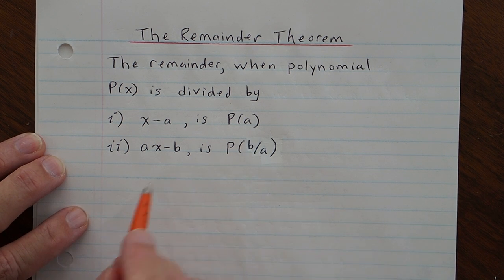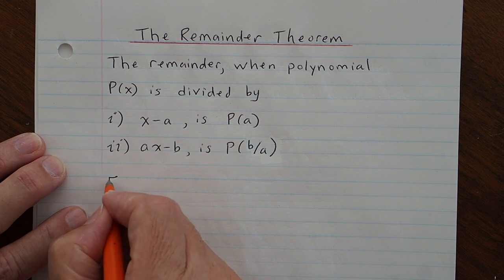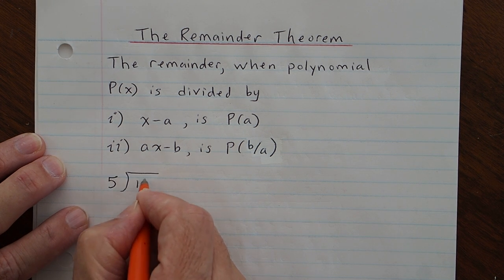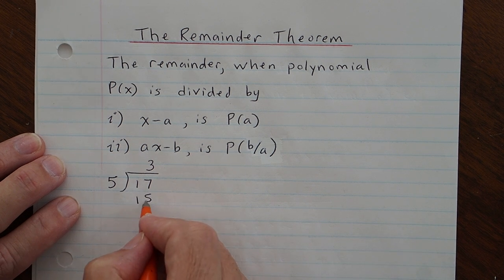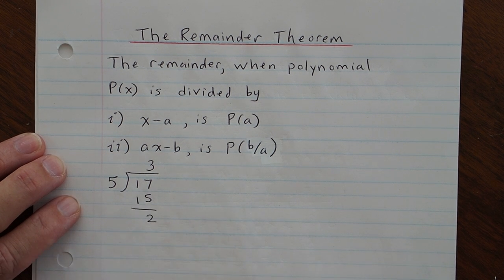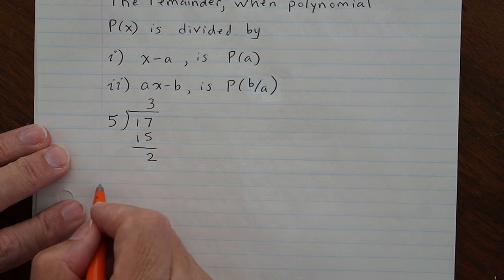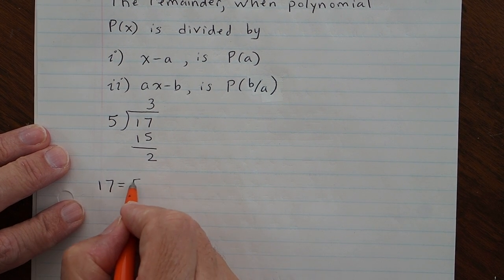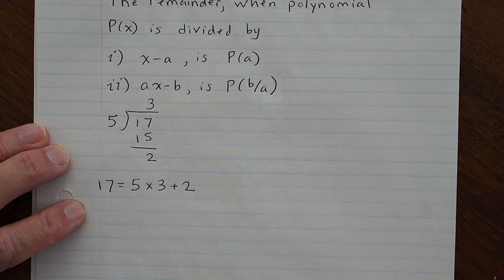Let's prove this, but first let's get used to the idea of an associated division statement. That's part of the proof. If I divide 5 into 17, it goes in 3 times, giving you 15 and a remainder of 2. The associated division statement is that the dividend is equal to the divisor times the quotient plus the remainder.